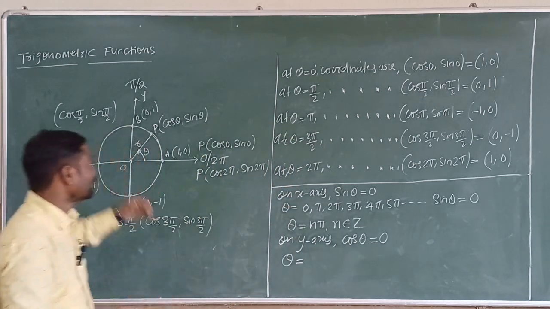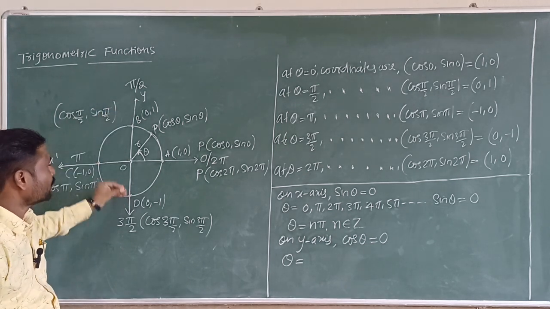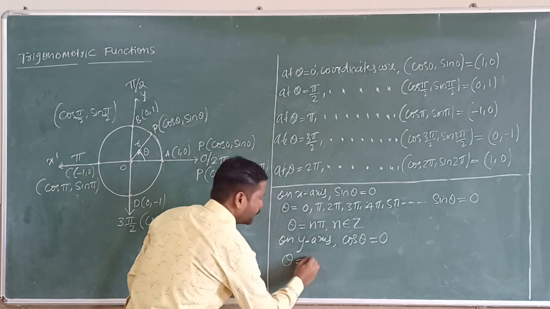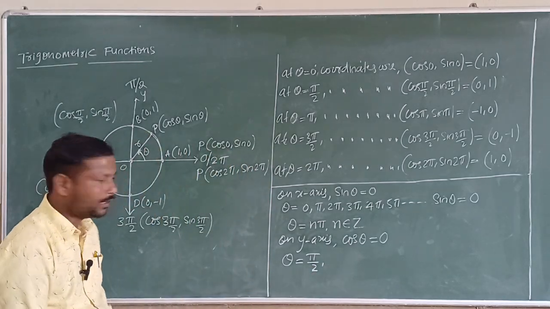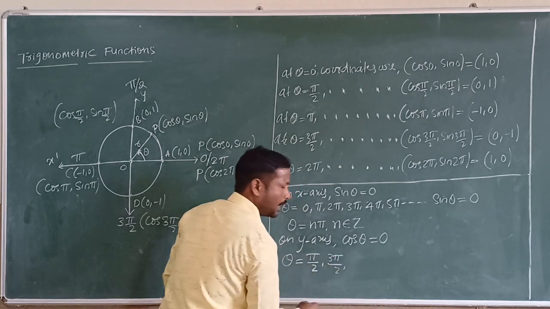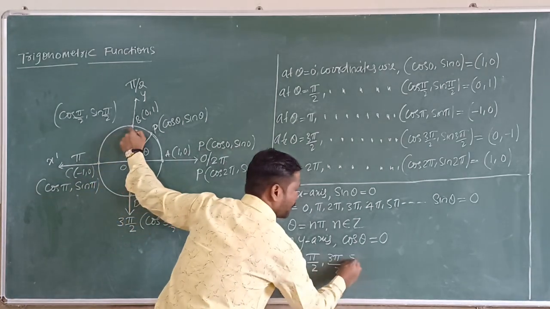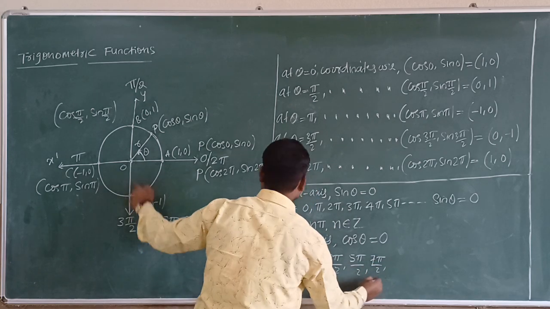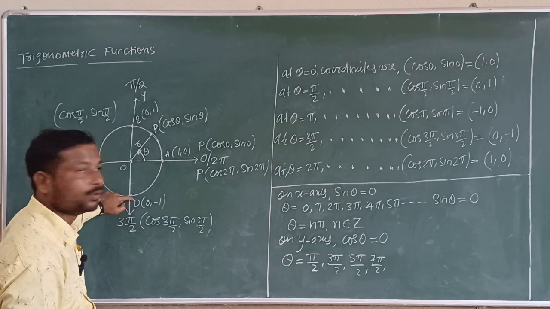All the angles are like this: 90, 270, then plus 90 and so on. The thetas are pi by 2, then 3 pi by 2. Again after rotation, stop here: it becomes 5 pi by 2. Then after another division, coming back here, it is 7 pi by 2. Then 9 pi by 2, 11 pi by 2, 13 pi by 2, 15 pi by 2, 17 pi by 2, 19 pi by 2 and so on.